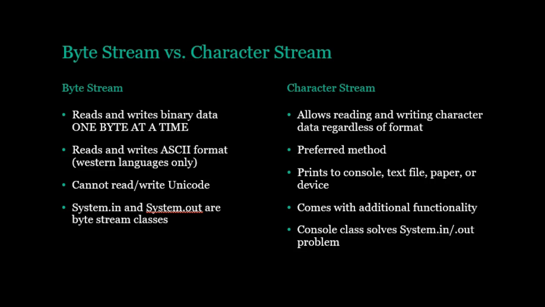Character streams, on the other hand, allow reading and writing in character format data regardless of its format, and so it is the preferred method. It can print to the console, text file, paper, or to a device, and comes with a lot of extra functionality. One of those is the console class, and that solves the problem of System.in and System.out because it can read Unicode or any format.